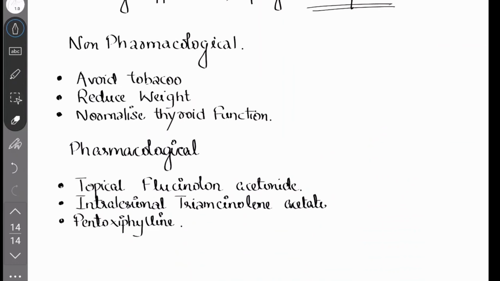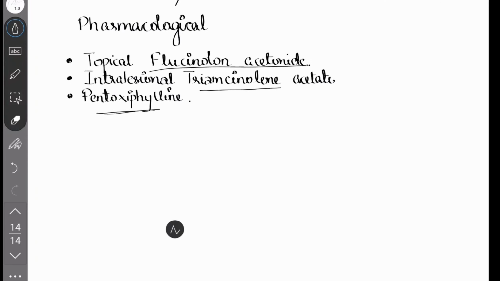For non-pharmacological treatment, you avoid tobacco, reduce weight, and normalize thyroid function. Pharmacologically, we topically apply fluocinolone acetate, which is just a steroid, then intralesional triamcinolone acetate, then pentoxifylline, which is a drug. So these are the topics.